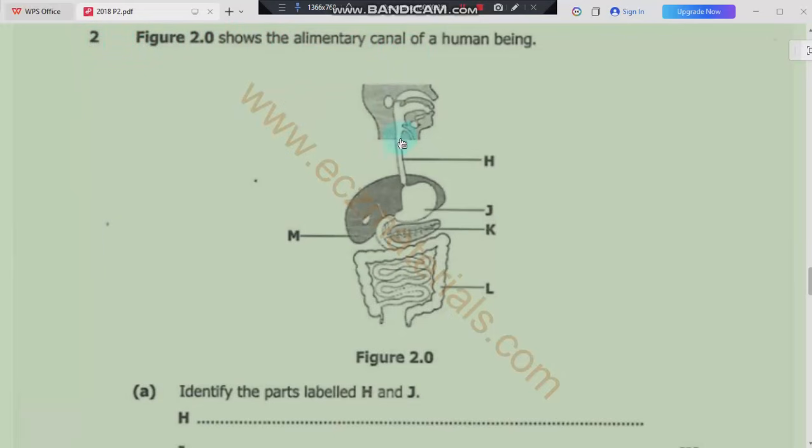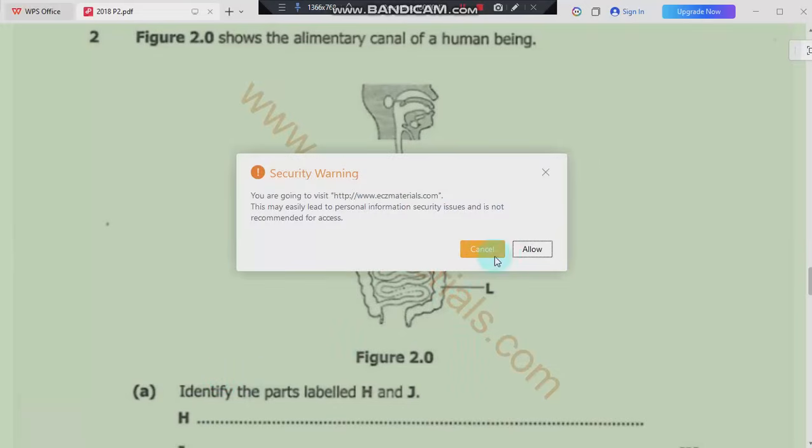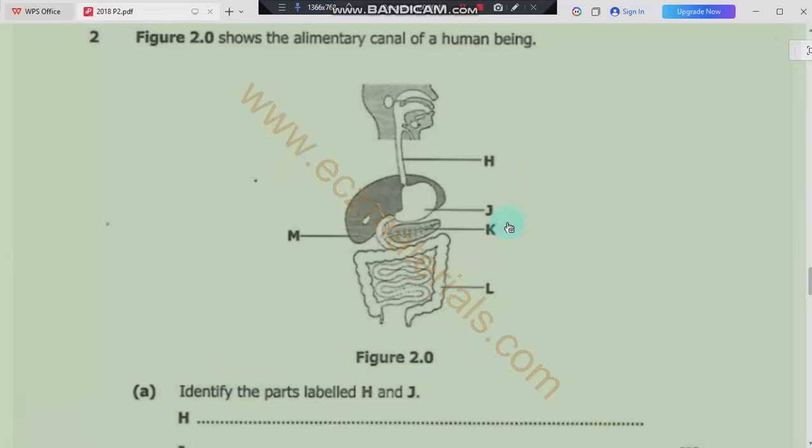We are able to see there is structure H, structure J, structure K, structure M, and structure L. From the question, part A says identify the parts labeled H and J. So we know structure H is the esophagus and structure J is the stomach.